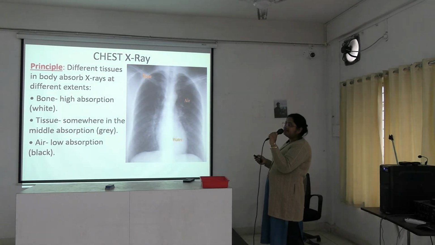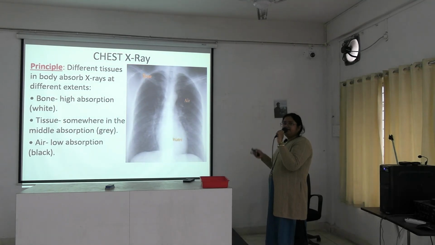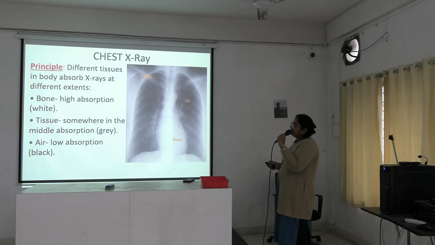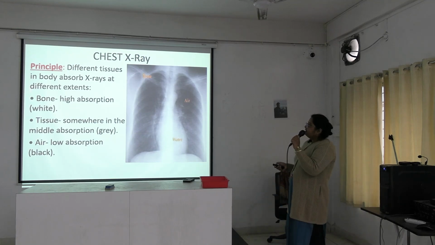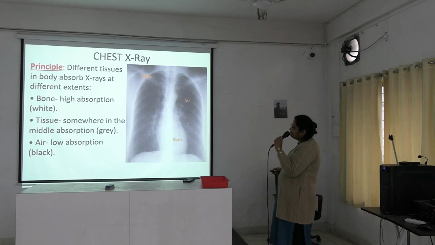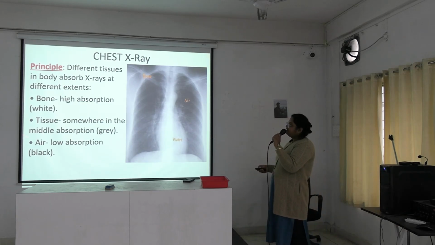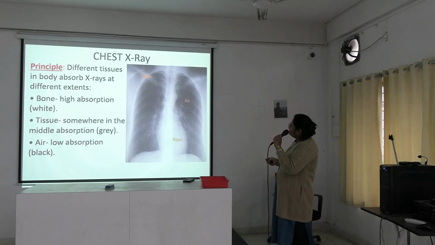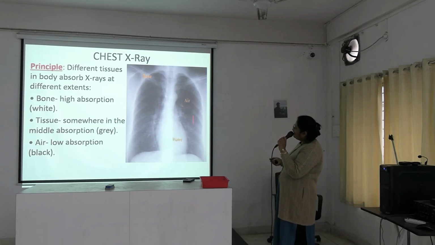Okay, so chest X-ray. This is very important. Different tissues in the body absorb X-rays to different extents. Bone has high absorption, so it appears white. Other tissue in the middle absorption range appears grey in color. Air has low absorption, so it is black in color. The lungs contain air, so they are black. The heart is soft tissue, so it is almost grey in color.